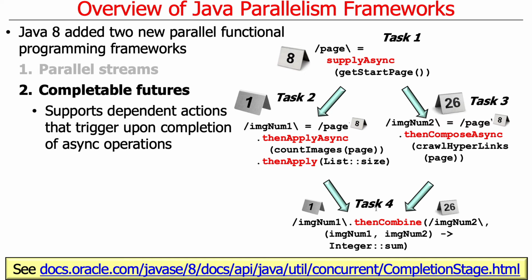When task 1 completes, task 2 will count the number of images on the current page. Task 3 will, in parallel, go and crawl all the hyperlinks that are reachable from that page. And then task 4 is going to wait until task 2 and task 3 are done, and it will combine the results together and come up with a sum of the results.